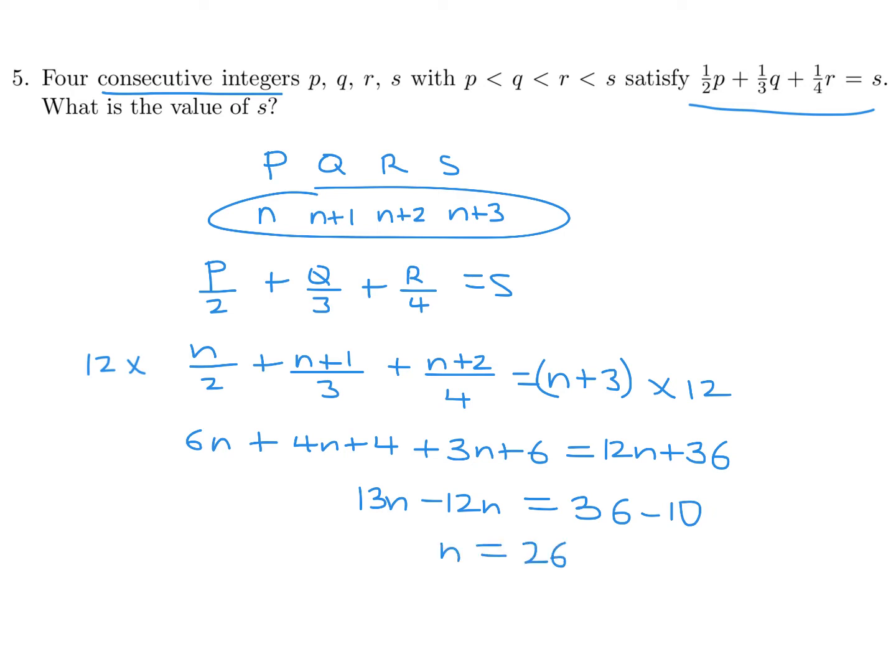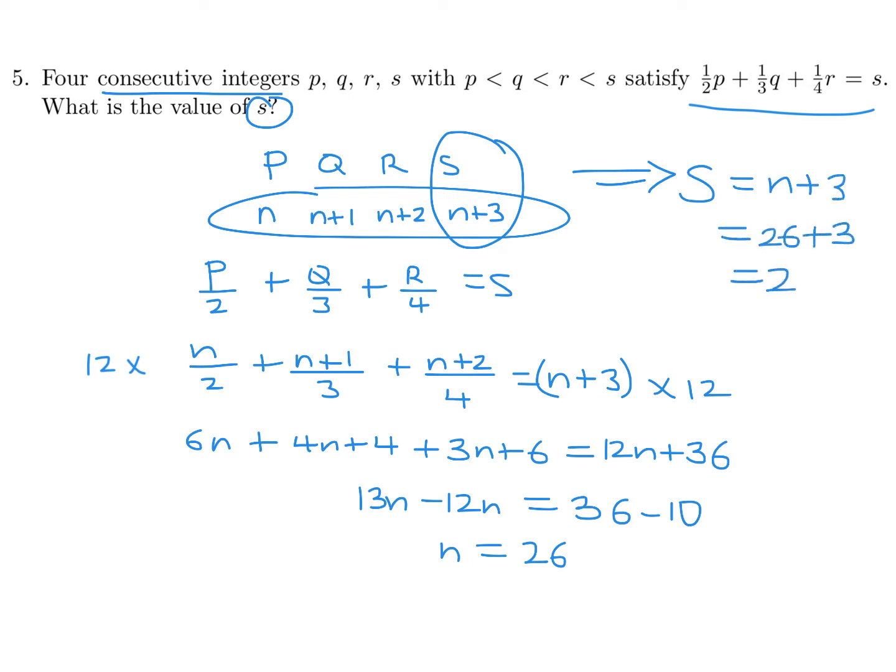Okay, what do they want? The value of s. Okay, well, s is n plus 3, so that means s is equal to n plus 3. n is 26, so 26 plus 3, and therefore s is equal to 29.